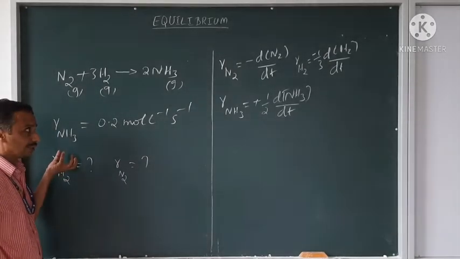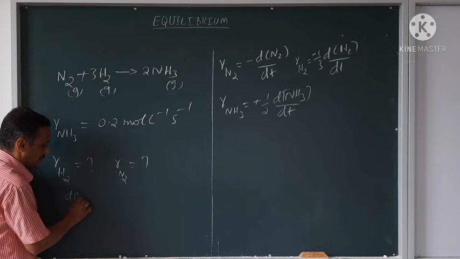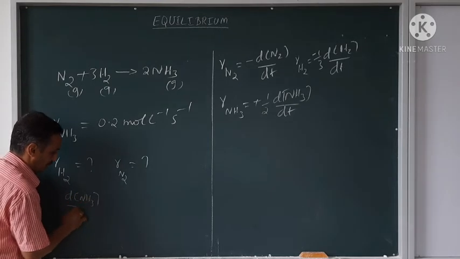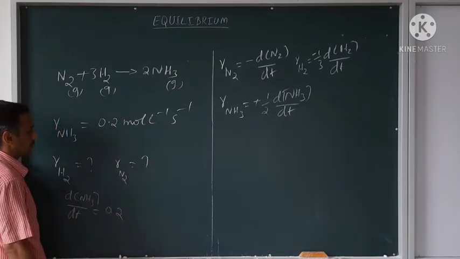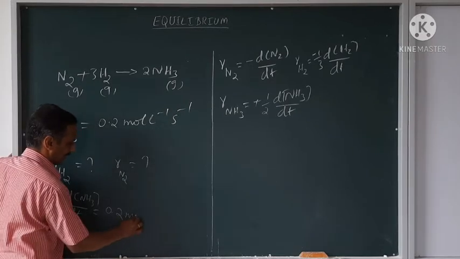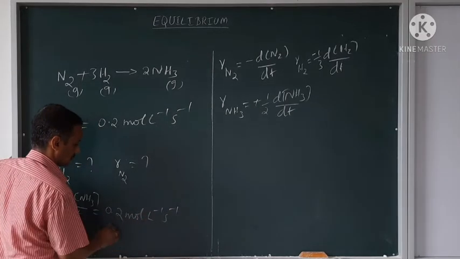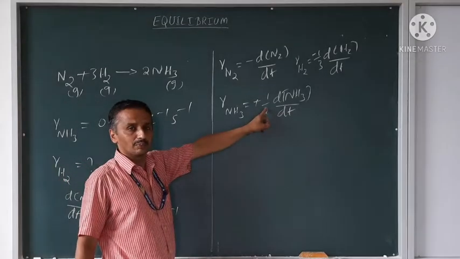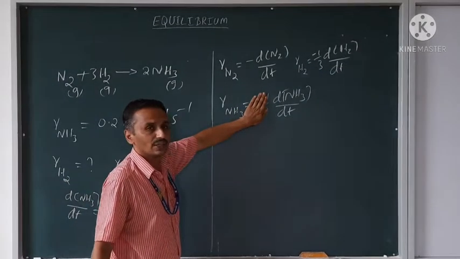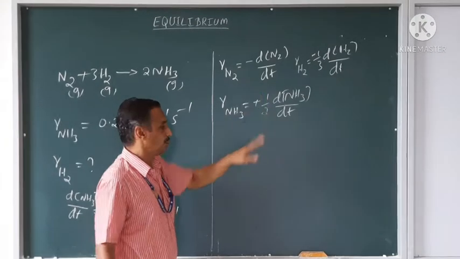And what has he given? He has given this d of NH3 by dt value as 0.2 mole per liter per second. See, he did not give this value 1 by 2 into, he has given only this rate with respect to ammonia. So what you have to do?